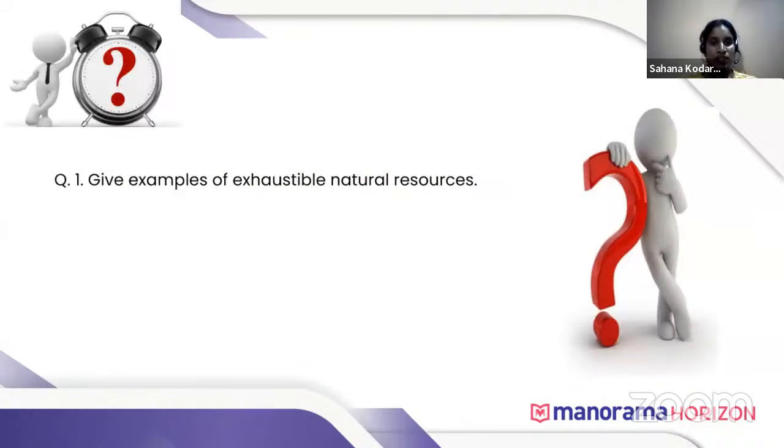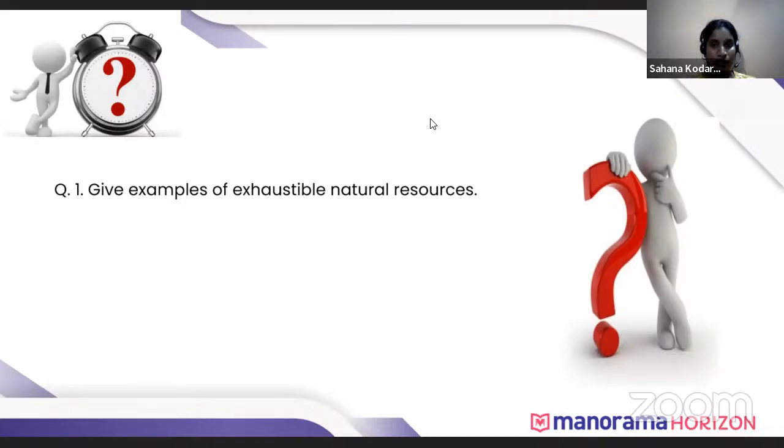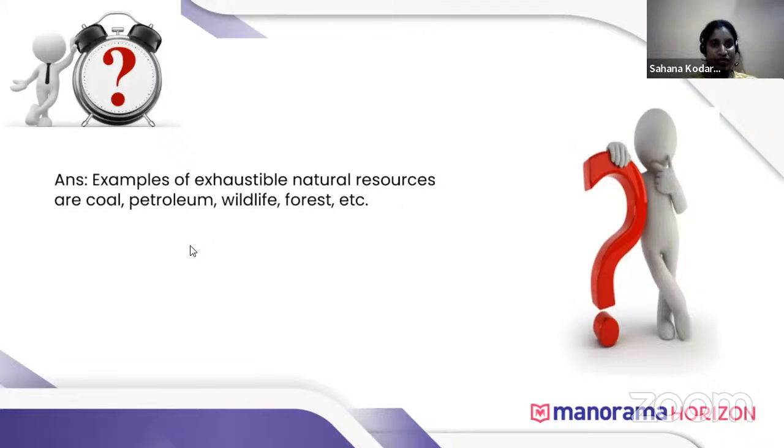So, give examples of exhaustible natural resources. Okay, Prano, no problem. Amrin: coal. Forest, who said forest? Anna: forest. Akshat: coal, petroleum. Amrin: petroleum, natural gas. Okay. So I think you all have understood what I taught. Udip: coal, petroleum. Yes, good. So let's see the answer. Examples of exhaustible natural resources are coal, petroleum, wildlife, forest, etc.